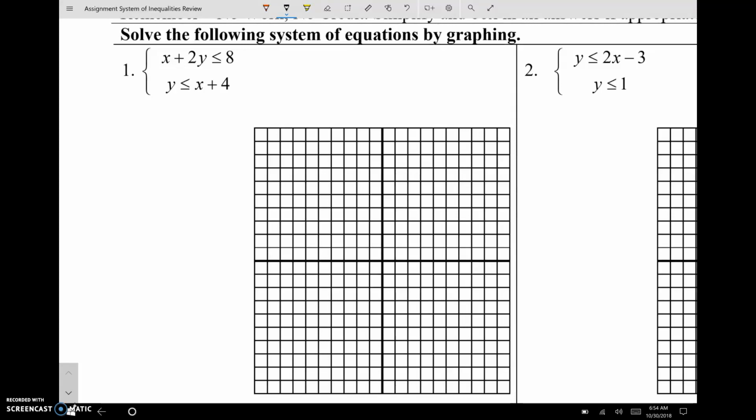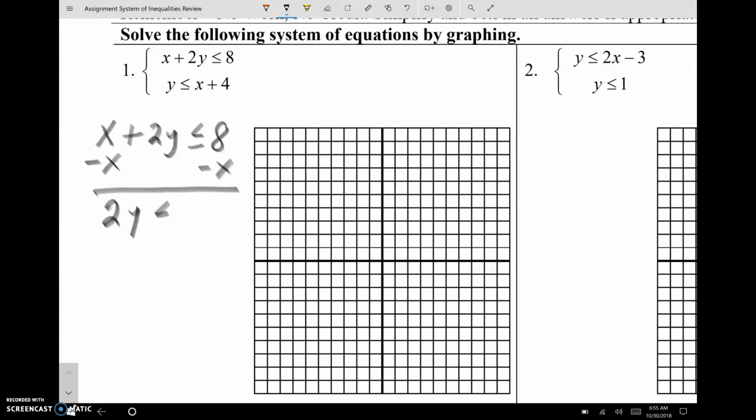Solving the following system of inequalities, we want to make sure that both inequalities are in the form of slope and y-intercept. You notice we have the first equation, which is x plus 2y is less than or equal to 8. What we have to do is make sure that this is solved for y. So we have to subtract x, and we have 2y is less than or equal to negative x plus 8.